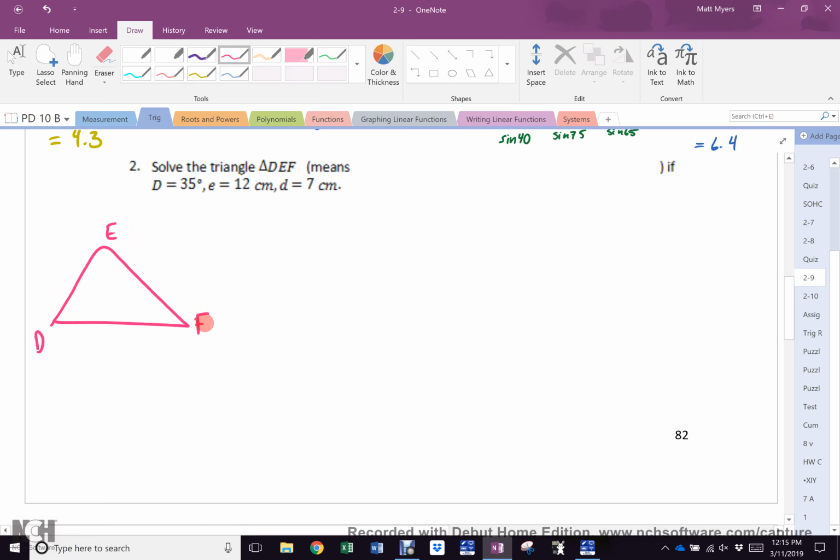What do I know? What do I know? That's 35 degrees. What else do I know? Now, can I do the sine law? Of course I can. Why? What have I got? I've got big D and little d. So can I do the sine law? Okay. So little d over sine of big D equals what?